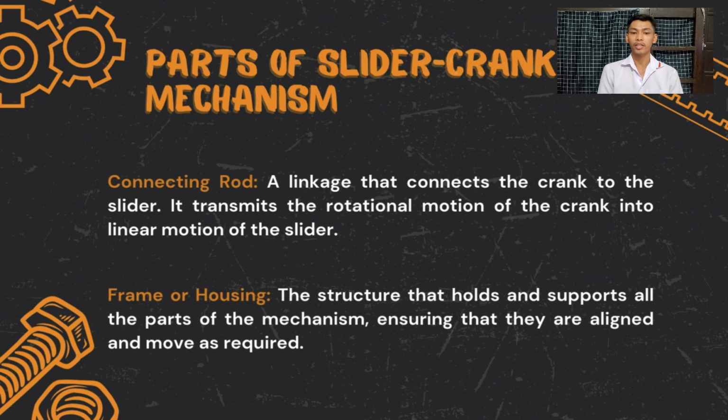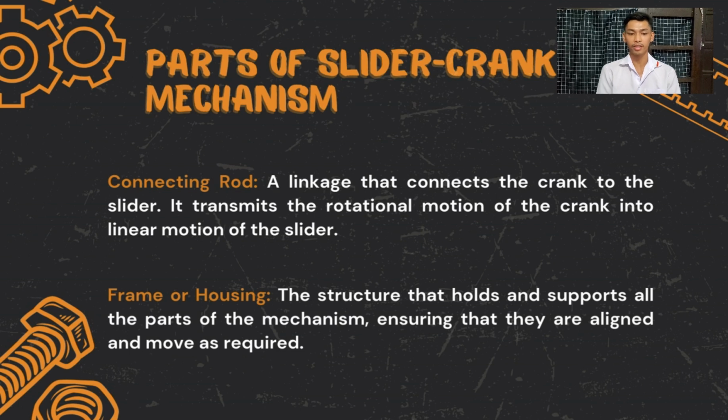Next one is connecting rod, a linkage that connects the crank to the slider. It transmits rotational motion of a crank into linear motion of the slider. Lastly is frame or housing. The structure that holds and support all the parts of the mechanism, ensuring that they are aligned and move as required.